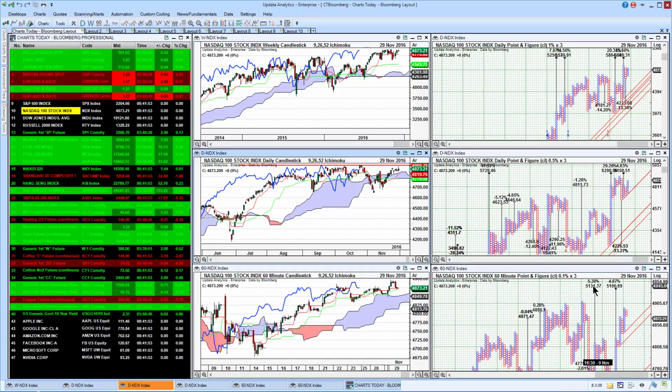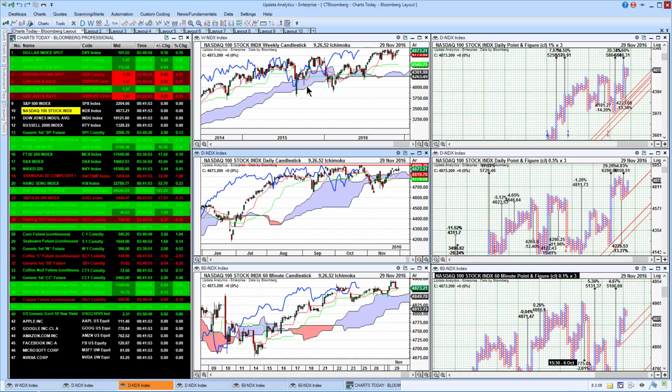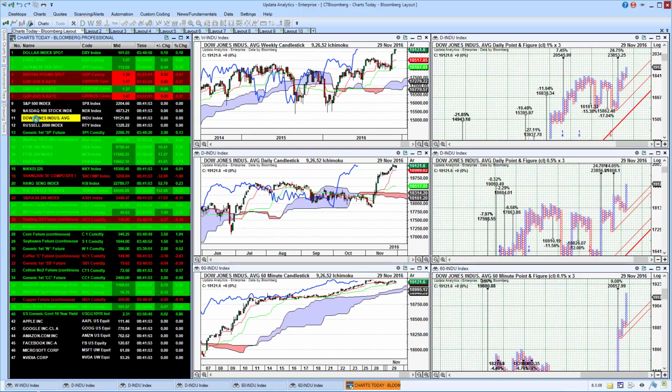Upside potential of 5.3, 4.7%. 5100 is really the place that we look like we're set to go on the Nasdaq. So it's going to catch up too. Dow Jones, of course, making all-time highs. Really strong looking chart.